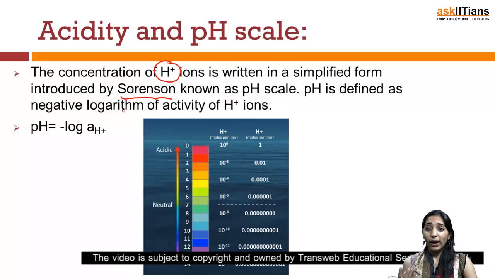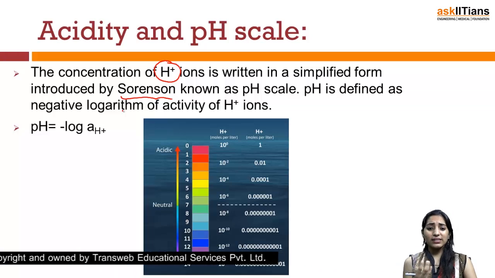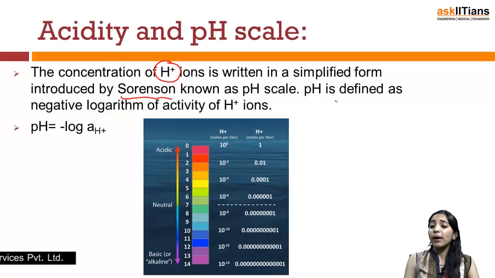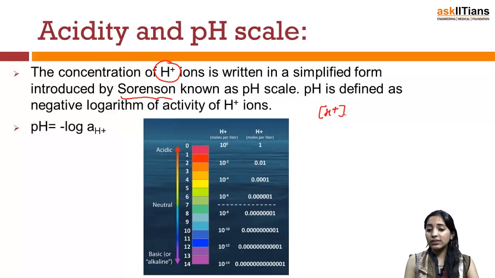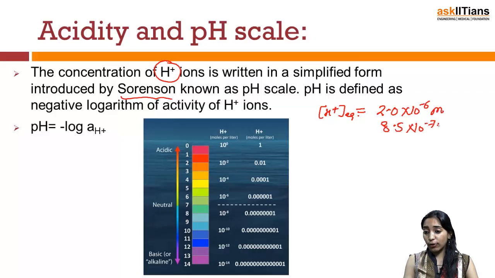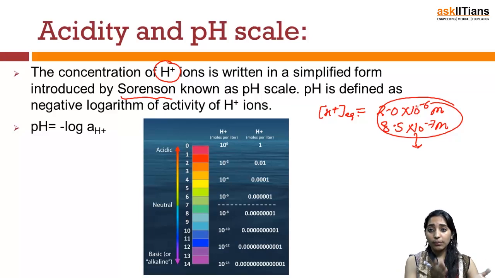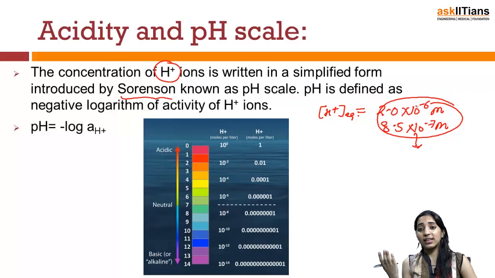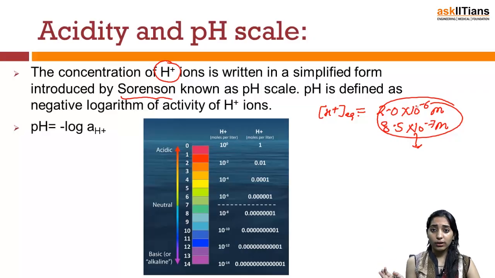Why was there a necessity to introduce pH? We were always talking about the H positive concentration at equilibrium. This was always coming out to be nearly 2.0 into 10 to the power minus 6 molar, or 8.5 into 10 to the power minus 7 molar, and so on. It's difficult to always consider such a big term, and difficult to analyze if you have two solutions, one with 2 into 10 to the power minus 6 molar concentration and another with 8.5 into 10 to the power minus 7 molar concentration.